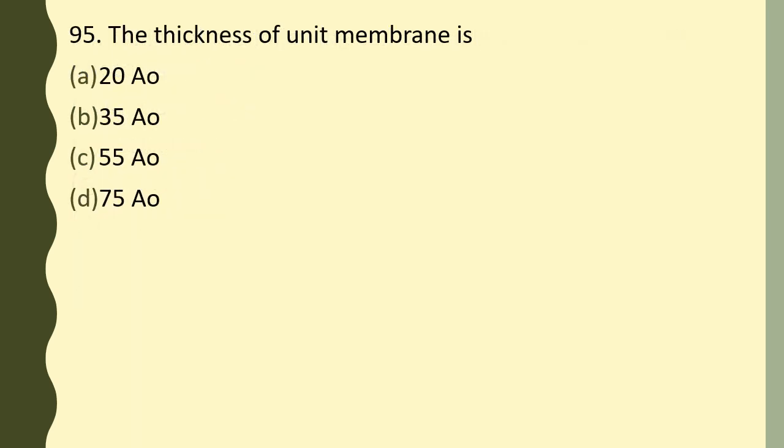Question number 95. The thickness of unit membrane is 20 Angstrom, 35 Angstrom, 55 Angstrom or 75 Angstrom. The thickness of unit membrane is. Correct answer is option D, that is 75 Angstrom.